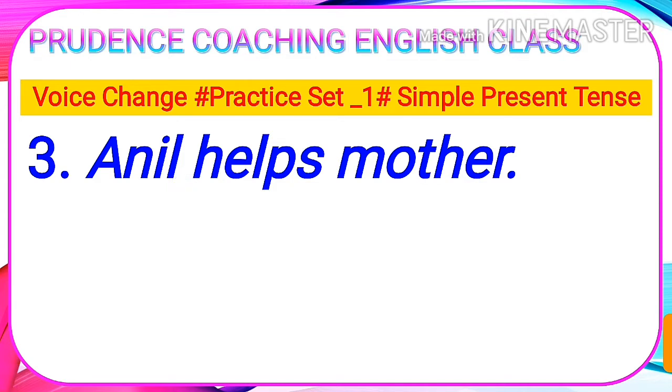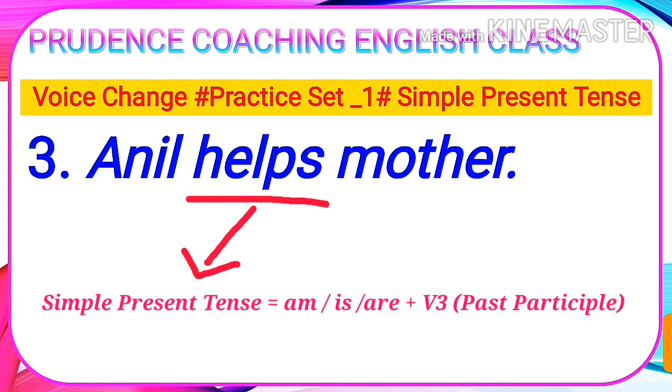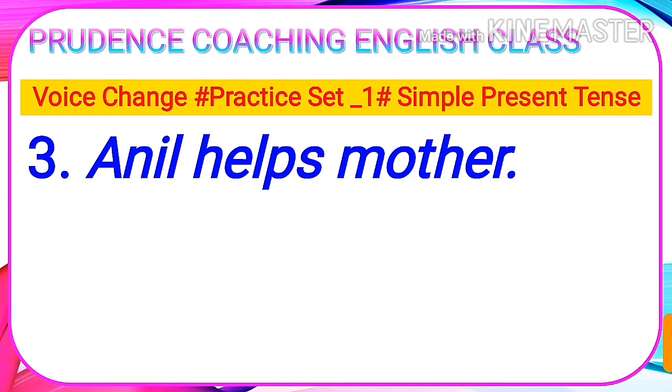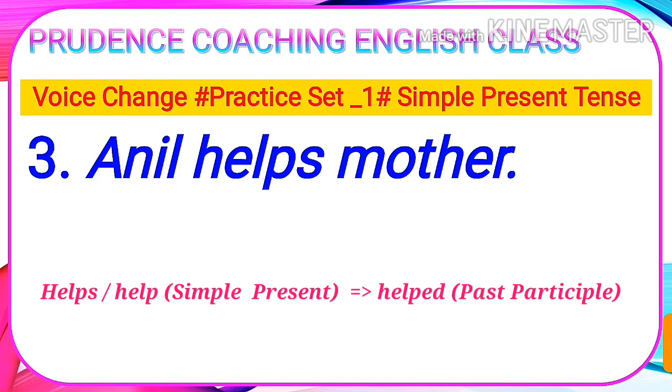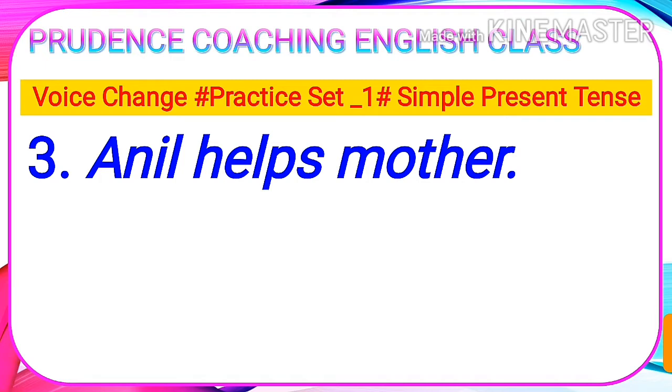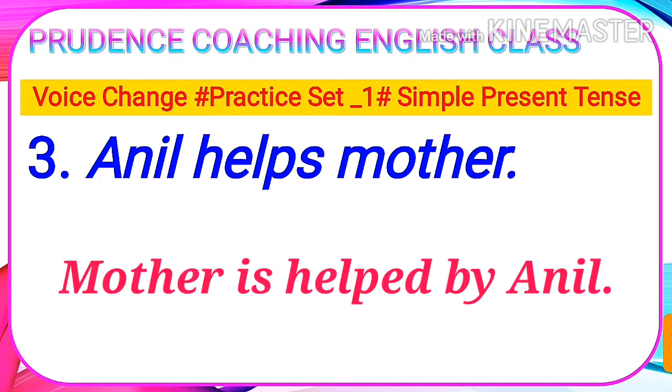Now we need to use am, is, are according to our new subject, because here helps is in simple present tense. So the rule for changing simple present tense into passive voice is that we need to use is, am, are according to our new subject. Our new subject is mother, which is third person singular. So we need to use is after it. So it will be mother is. After that we need to use the V3 form of the given verb. So helps becomes helped in the past tense. So our sentence will be mother is helped by Anil.